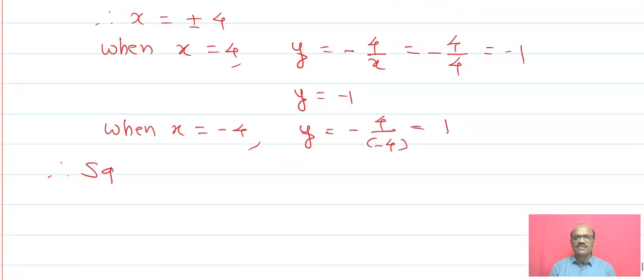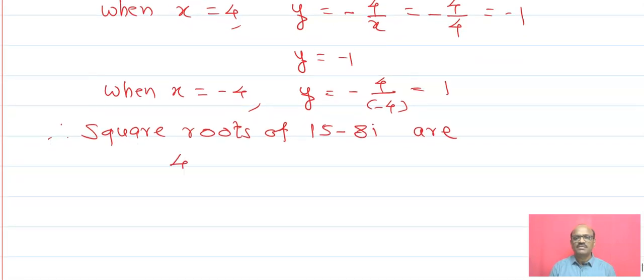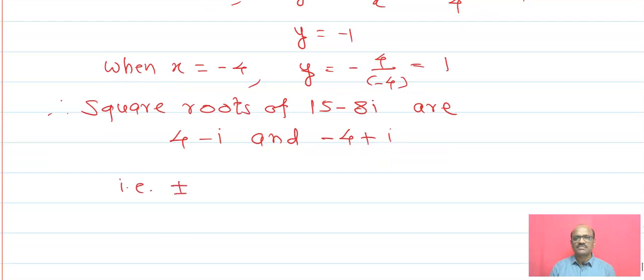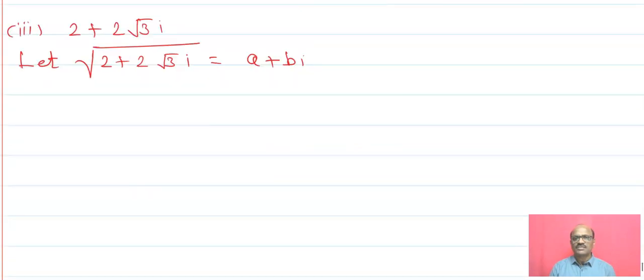Therefore, the square roots of 15 minus 8i are 4 minus i and minus 4 plus i. That is plus or minus (4 minus i).